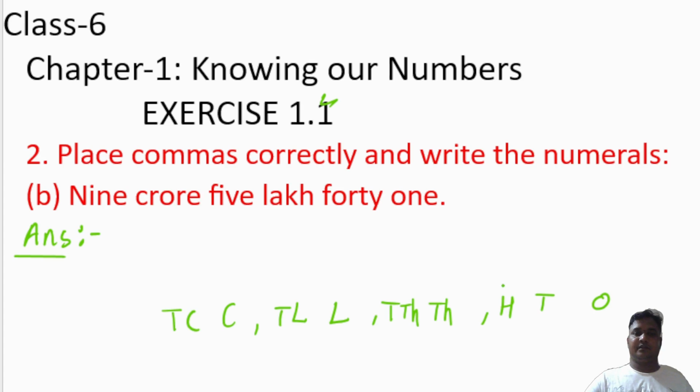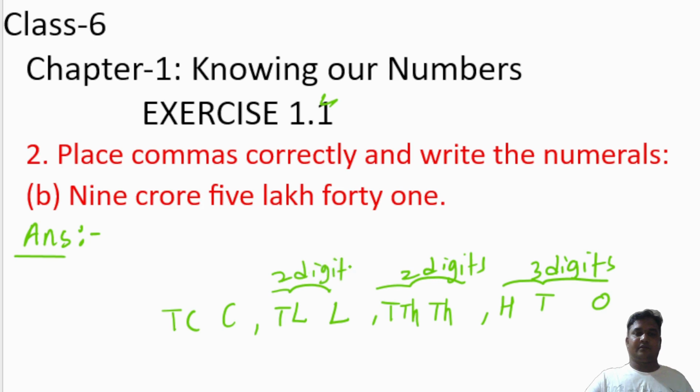So we know that the ones place values will be 3 digits and the thousands place values will be 2 digits. Lakh place values will be 2 digits, as well as crore place values will be 2 digits. So this is very important to understand. So 9 crore, 5 lakh 41. So 9 crore is there, so this is 2 digits. So 9 crore, how can we write?